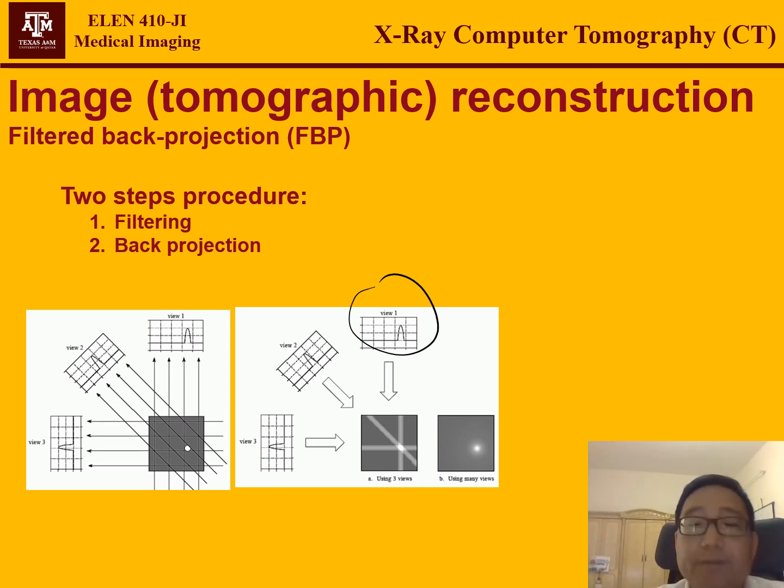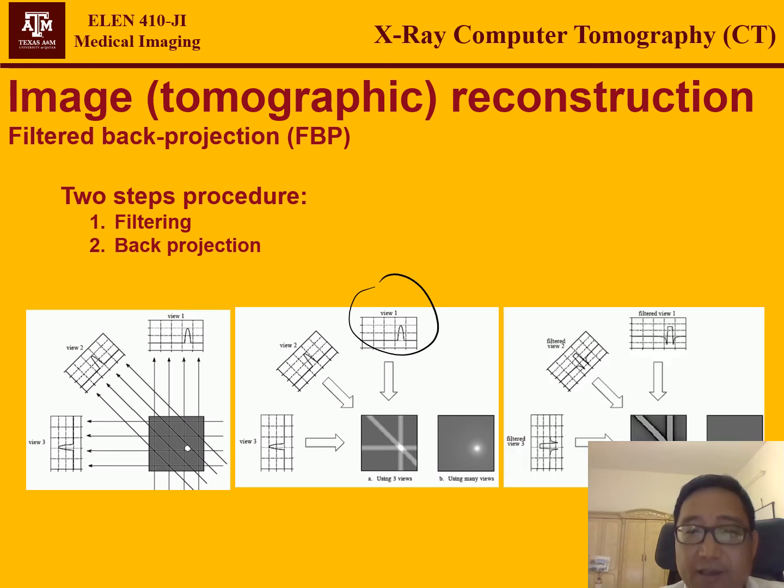Now, unfortunately, this is very intuitive, but it's not mathematically correct. Again, I don't have time to prove this. If you're interested, take a medical imaging course, and I'll show you a full proof. It turns out the correct way to reconstruct this is that you first have to do a filtering operation. This filter is actually a high pass filter. If you don't know what high pass filtering means, take a digital signal processing course.